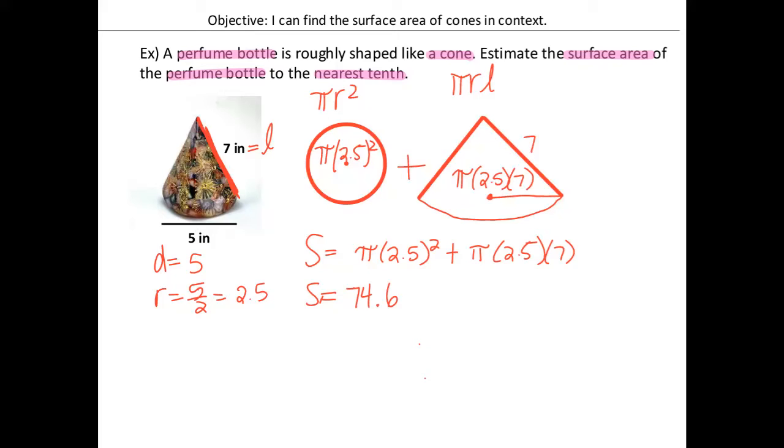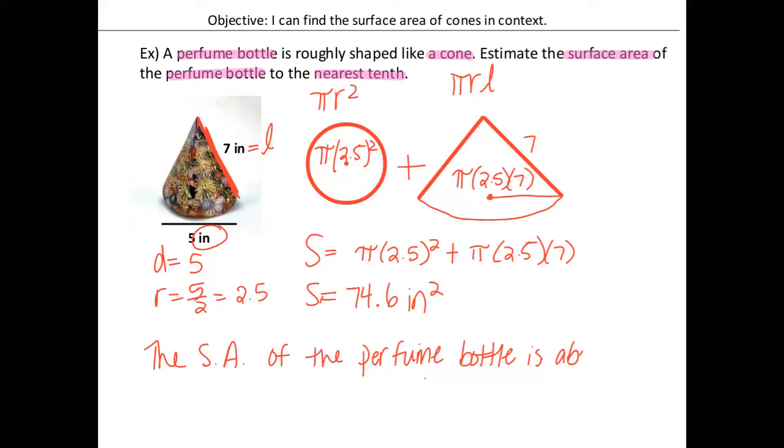What's after the 6 on the calculator? A 1? Okay, so it's going to stay 0.6. And then my units is going to be inches, but it's squared because we're looking at area. And then don't forget to write just a quick little sentence. We're going to say the surface area of the perfume bottle is about 74.6 square inches.